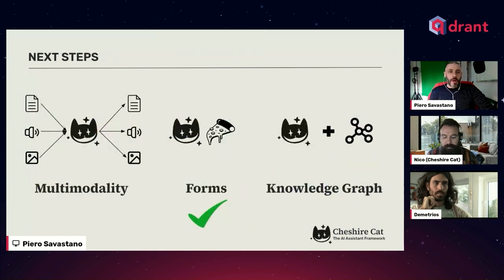For the future, we plan to add multimodality. At the moment, we are text only, but there are plugins to generate images, but we want to have images and sounds natively in the framework. We already accomplished the conversational forms. I hope in a later talk we can speak in more detail about this because it's really cool. And we want to integrate a knowledge graph into the framework so we can play with both subsymbolic vector representations and symbolic network ones, like linked data, for example, Wikidata. This stuff is going to be really interesting, we think.